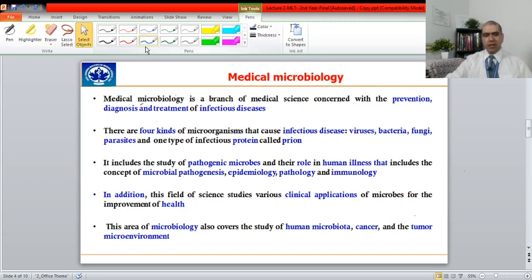First comes medical microbiology. Medical microbiology is a branch of medicinal science that is concerned with the prevention of any kind of infectious disease, its diagnosis, and its treatment. And there are four kinds of microorganisms that can cause infections in humans.